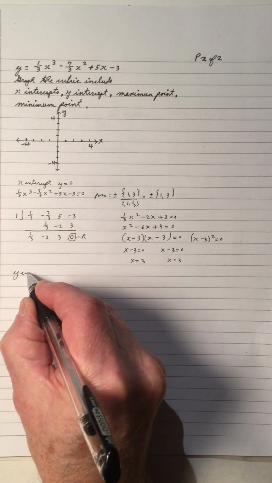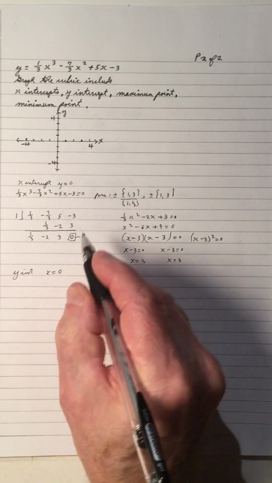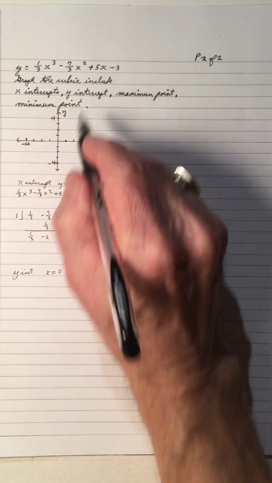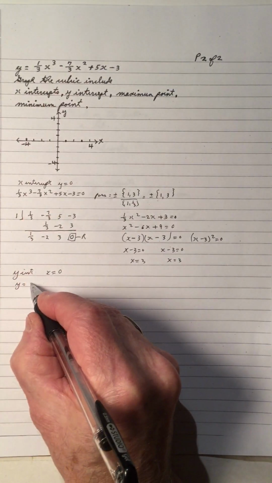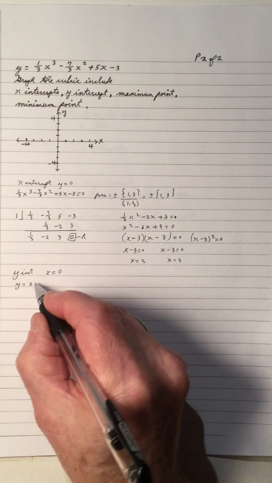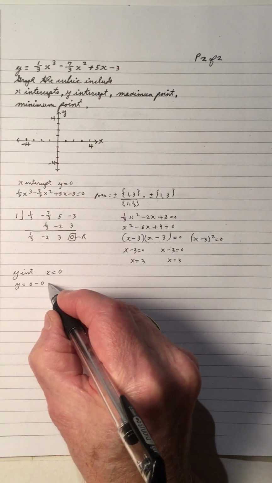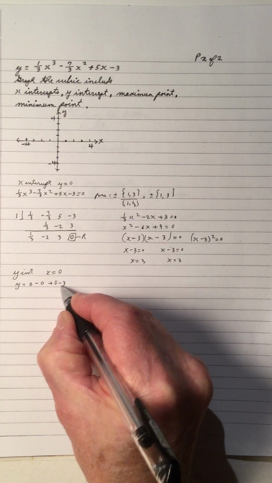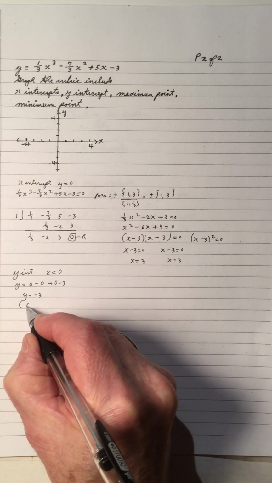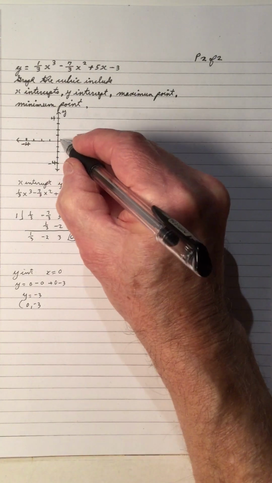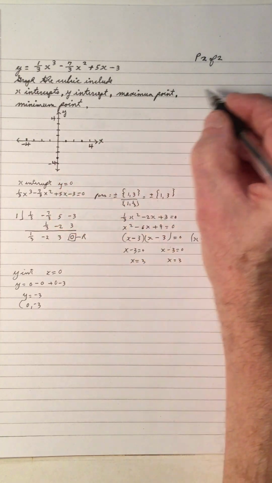The y-intercept is when we let x equal 0. So we take this equation and put x equals 0. Put a 0 here, we get a 0. Put a 0 in here, we get a 0. Put a 0 right here, we get a 0. Minus 3, so y equals negative 3. So x is 0, y is negative 3, so that's your y-intercept.